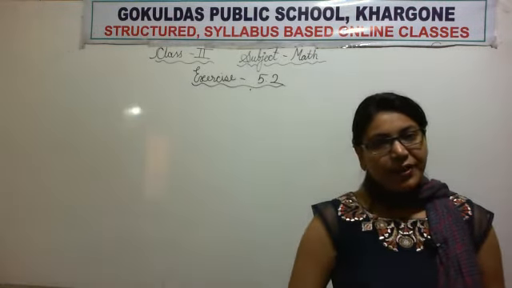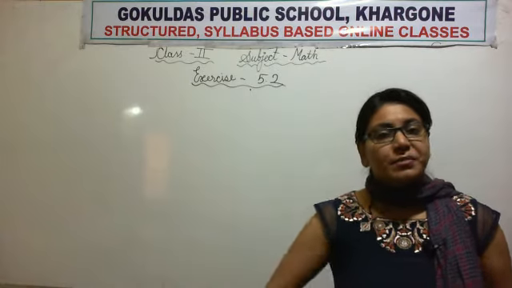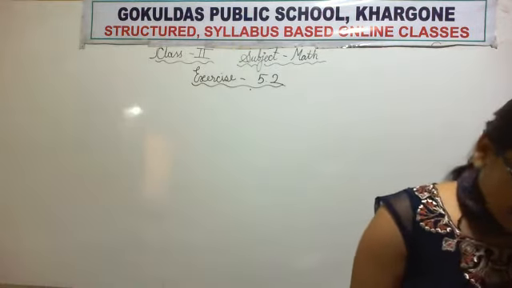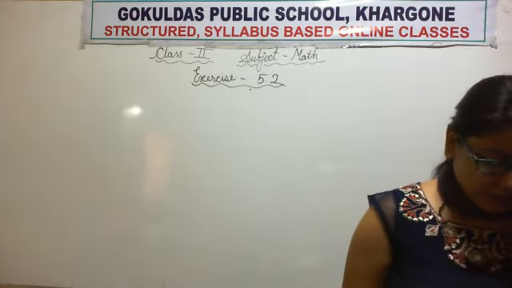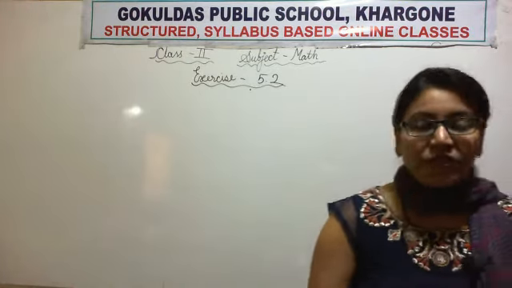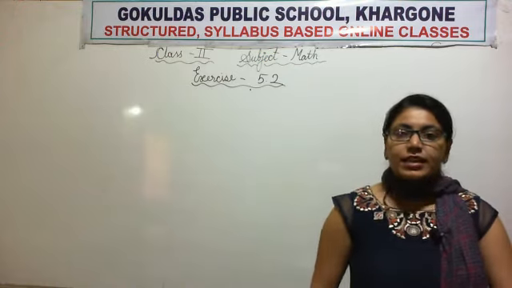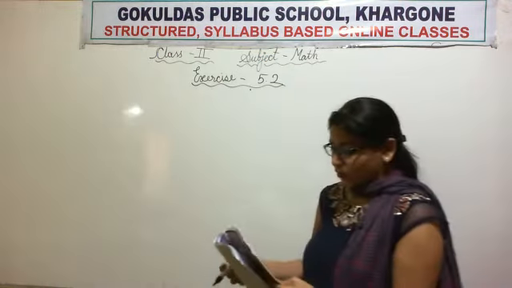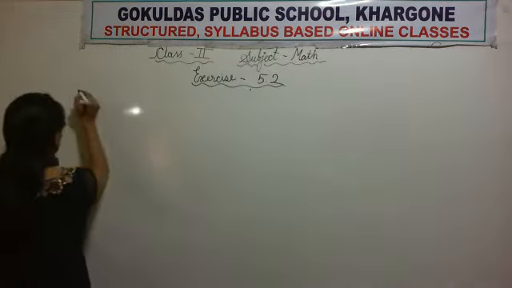We know repeated subtraction. Repeated subtraction means division. If we subtract repeatedly, then we call it division. And we subtract till we get 0. Okay, so let's do it. Question number 4.